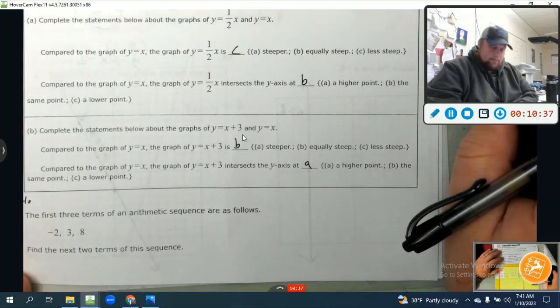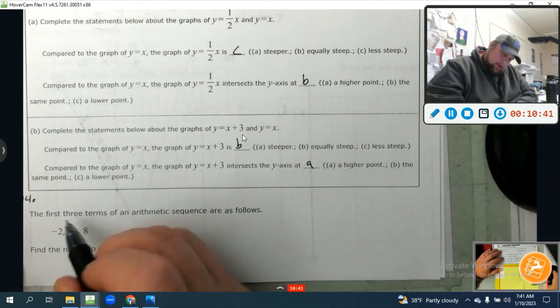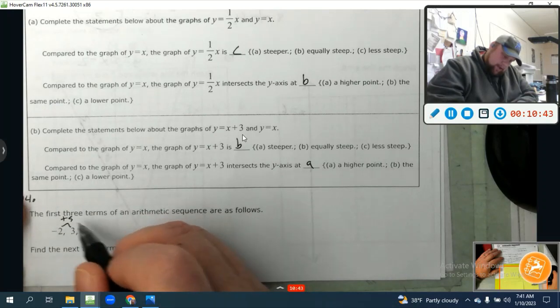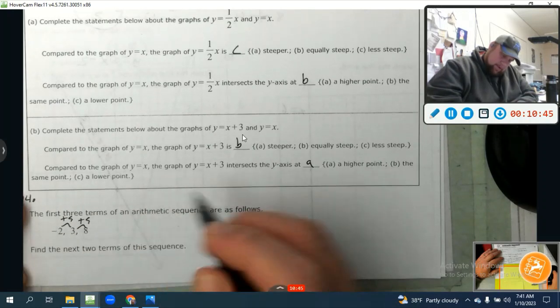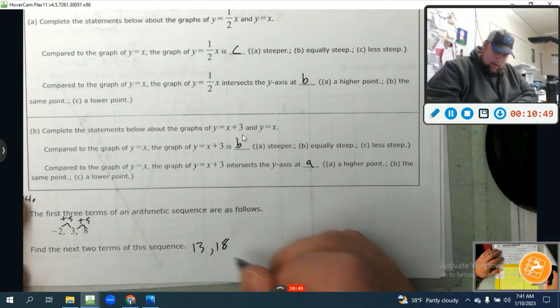Boom. And then again, the first 3 terms of the arithmetic sequence are given; find the next 2 terms. Well, let's see. That's plus 5, plus 5. So 8 plus 5 is 13. 13 plus 5 is 18.